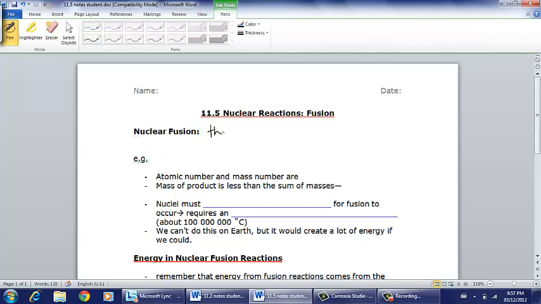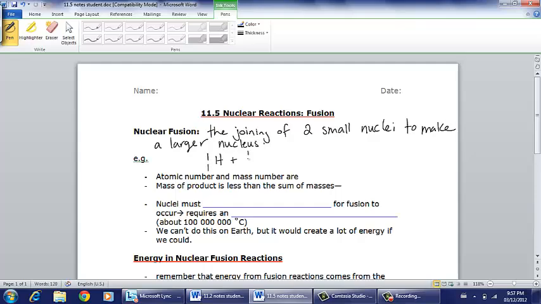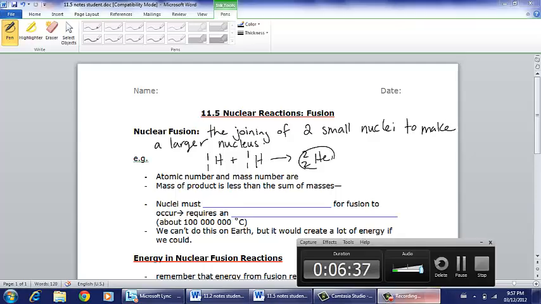So it's the joining or the fusing of two small nuclei to make one or a larger nucleus. And this process gives off a lot of energy. An example that happens in the sun would be if you had hydrogen and hydrogen joining together to make helium-2. This is unstable and breaks down right away, but that's the example that I'll use.